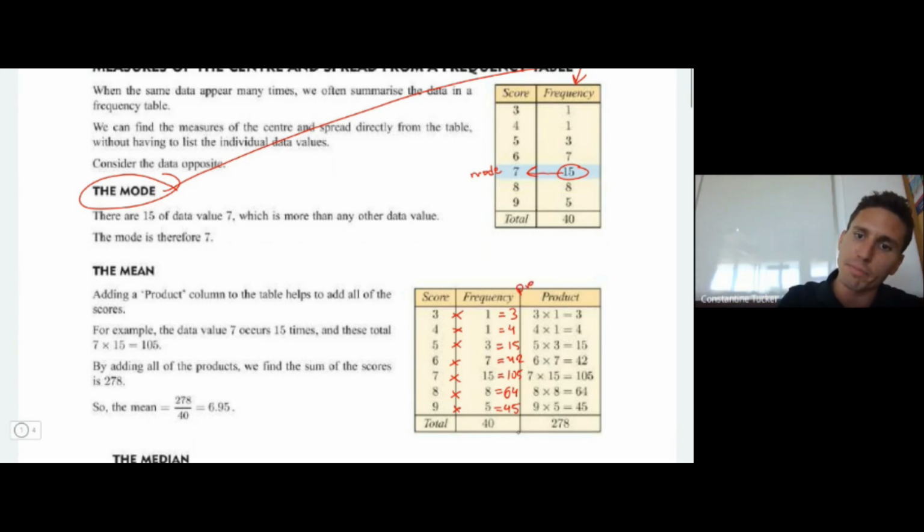So when we get the products, we want to add them all up. Because remember, basically we're trying to find what all of the numbers all together add up to. So we multiply across and we add these. We add them all up, and we get this number here. Now this number is the sum.